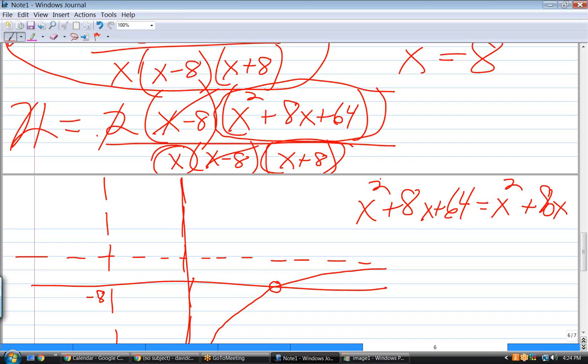Now, that cancels, and I get an impossible answer. 64 is not equal to 0, which means there is no point in the domain on the x-axis where this function crosses that horizontal asymptote.